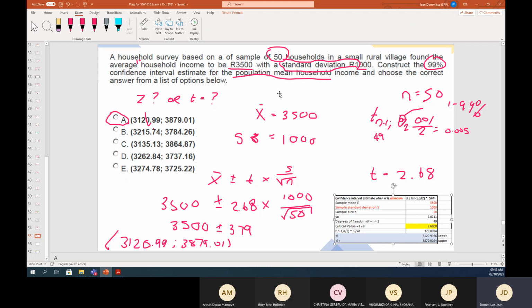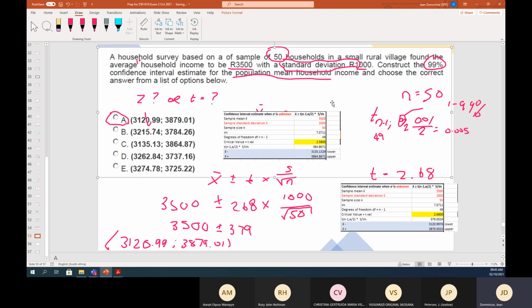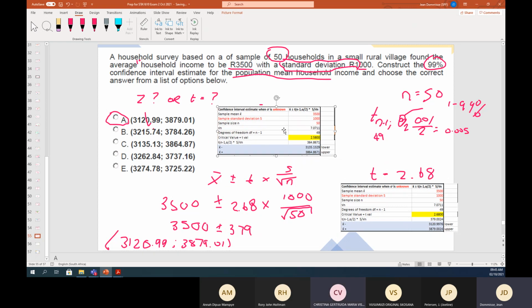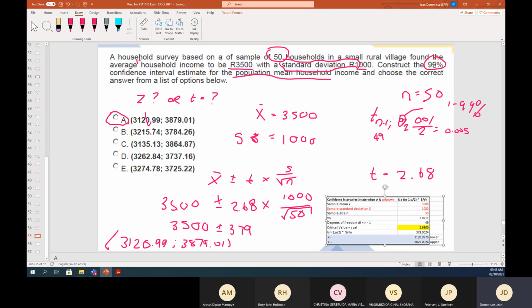So if we used the Z, look at that, you would have said 3135.13, 3864.87. So if you used the Z, you would have gotten option C as your answer. Thanks for that, Christina. So unfortunately, if we actually used the Z, there would have been an option for you.